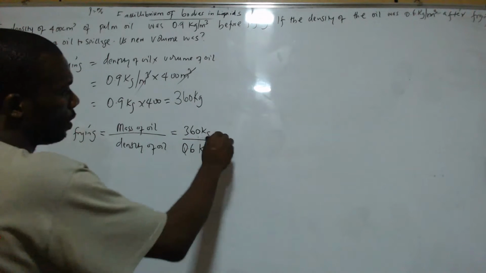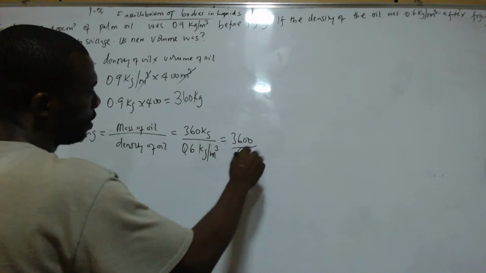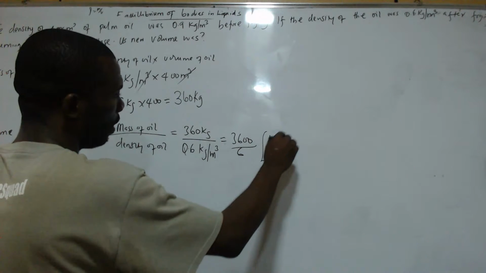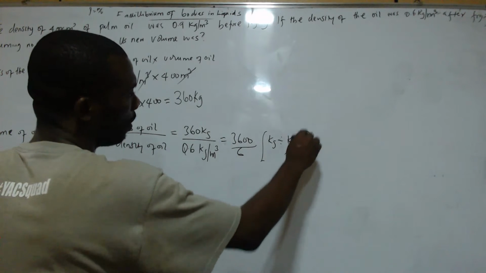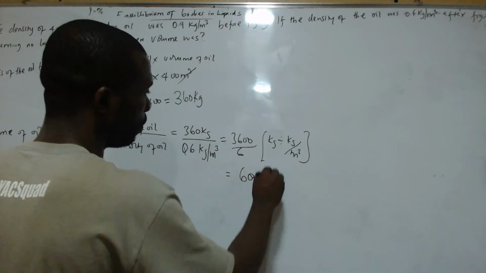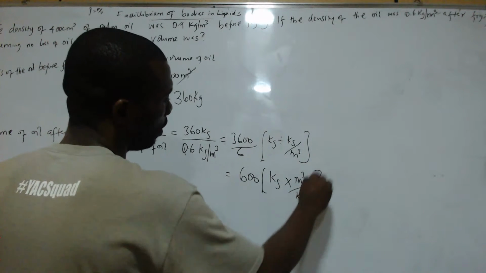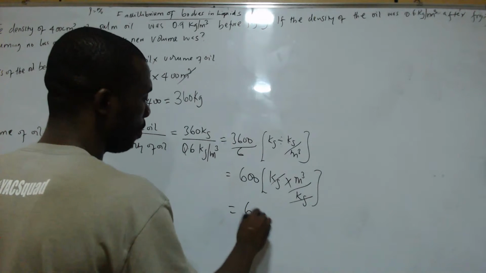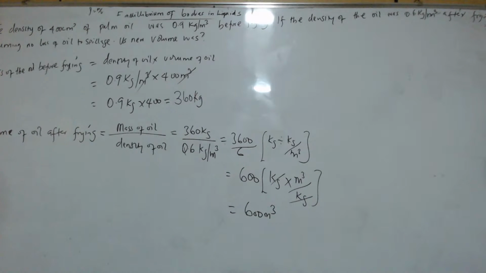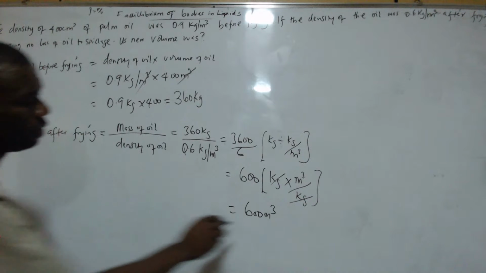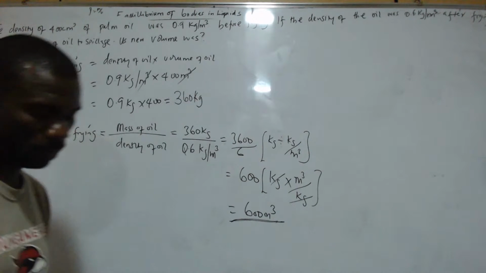So which is 3600 over 6. So we have kg divided by kg over m cube, 600 into kg times m cube over kg. So this we cancel this. We have 600 meter cube. This new volume is this. That is the new volume, 600 meter cube.